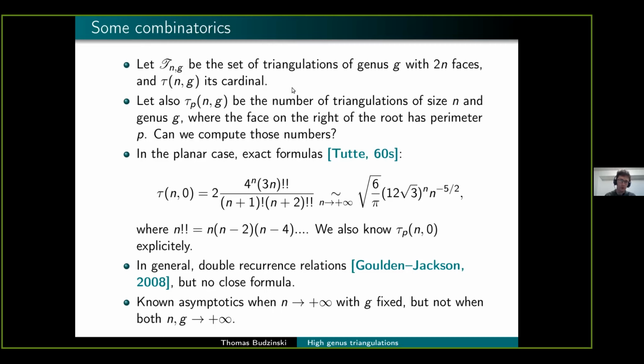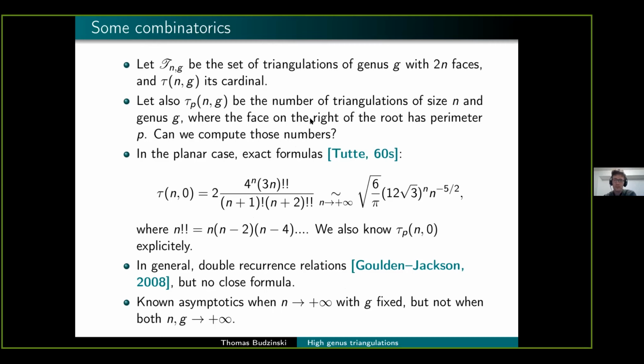It's often more natural to look at combinatorial problems before probabilistic ones, and we will see that it's very important for us probabilists in this kind of problem to have some combinatorial input. So we will be interested in the cardinality of this set of triangulations with a fixed size and genus. And for what I want to do, we will actually need something a little bit more precise.